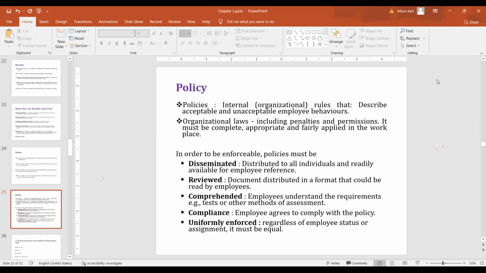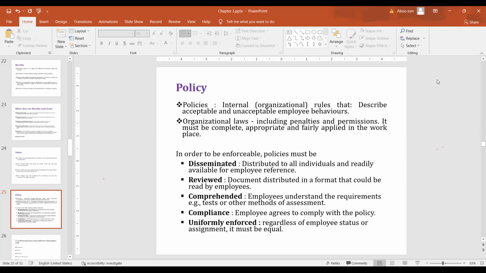Comprehend means that when a policy is stated or listed, the employees are ready to practice that part, and they have to accept the things listed in the policies, and consider whether we can accept that requirement, or how we can adopt those policies. So employees understand the requirement, for example through a test or other method of assessment.